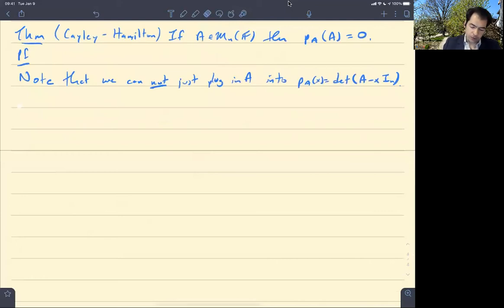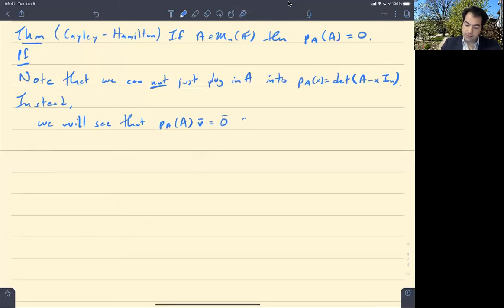So instead, what we're going to do, we'll show that p_A evaluated at A applied to any vector v is equal to the vector 0 for all vectors v in F^n.